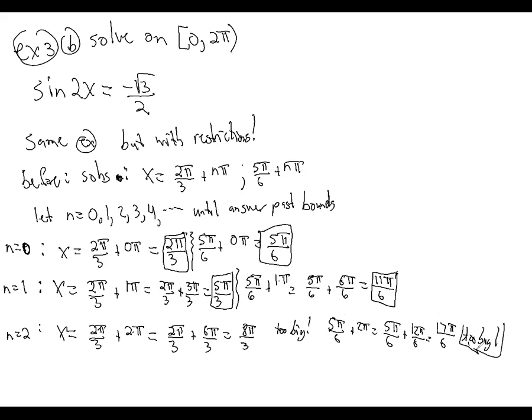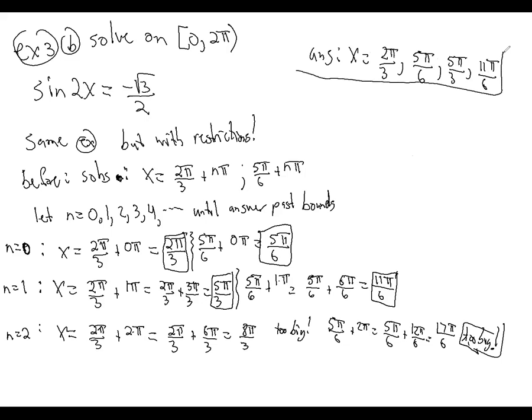Oops, buttons are hard. So our answers were the 2 pi over 3, the 5 pi over 6, the 5 pi over 3, and the 11 pi over 6.